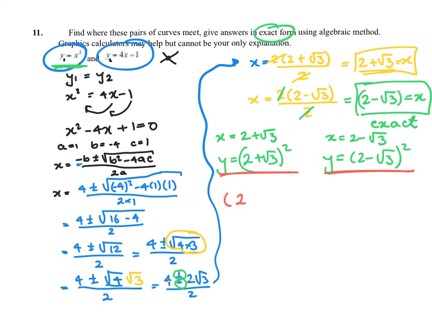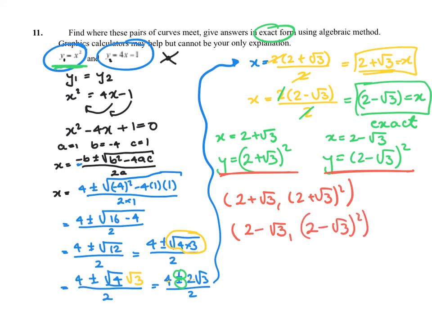One point is 2 plus square root of 3. They're not very nice numbers, but that's fine. And the other point is 2 take away square root of 3, and the y coordinate is just this. Beautiful. So we have 2 points where these curves are going to meet.